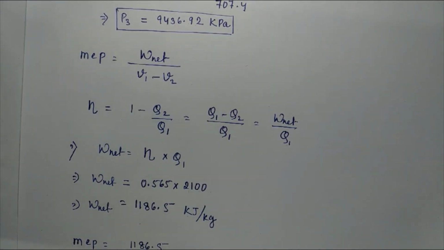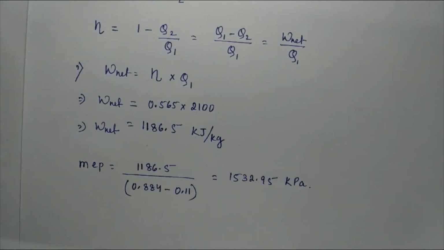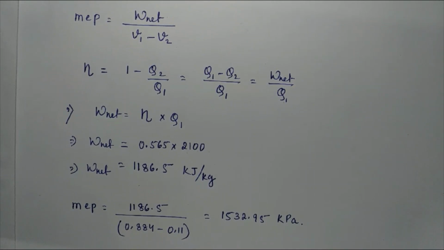So mean effective pressure is equal to W net by V1 minus V2. We have the V1 and V2 values, and we have the W net value. By substituting these values here, we get the value of mean effective pressure to be 1532.95 kilopascal.